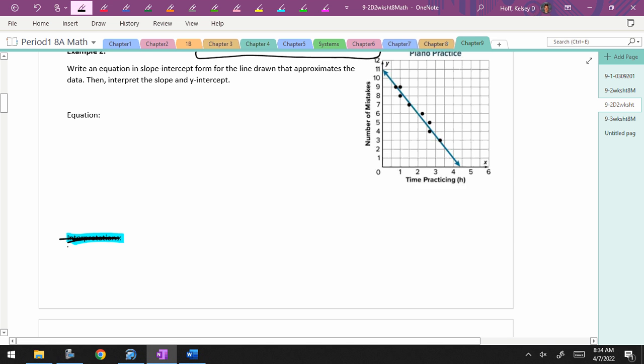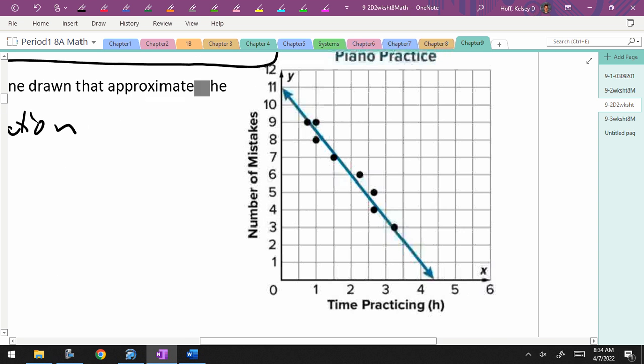Okay, so this is what I'm going to do. I'm going to split my space almost one-third and two-thirds. My slope is going to be here because that's my first thing I'm always going to do. And then number 2 is going to be that equation. Looking at this line, I need to pick 2 points that are on the line, and I'm looking for perfect points.